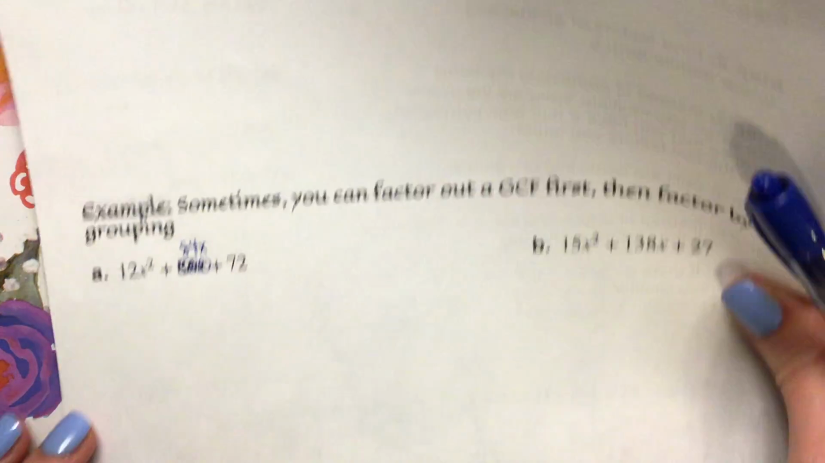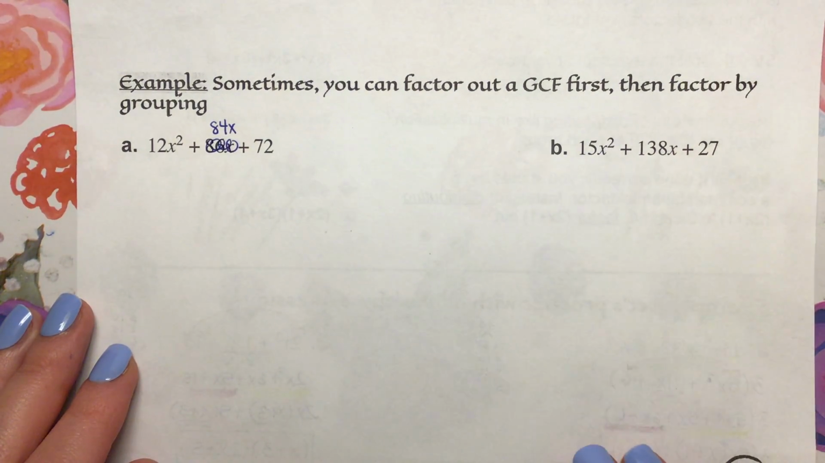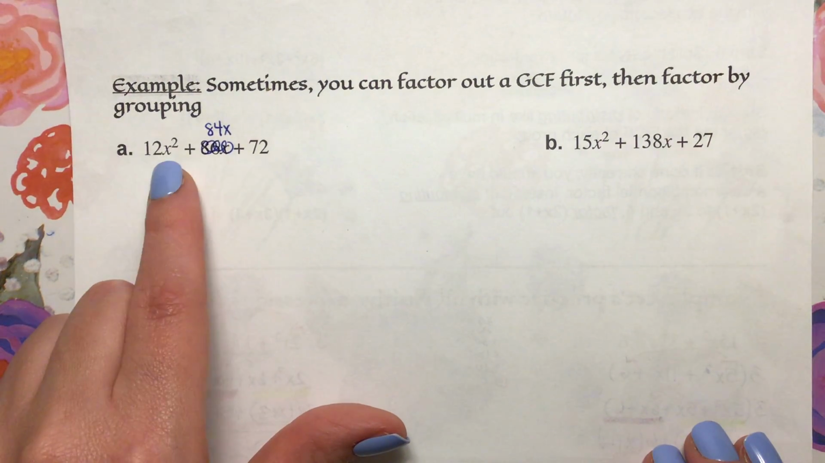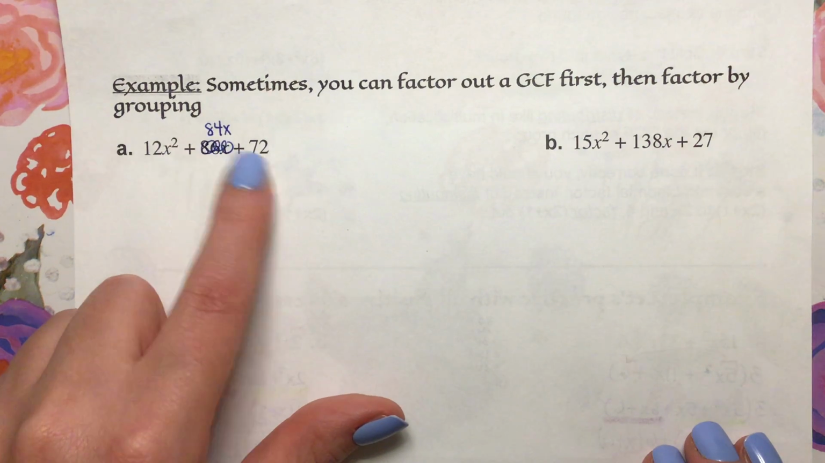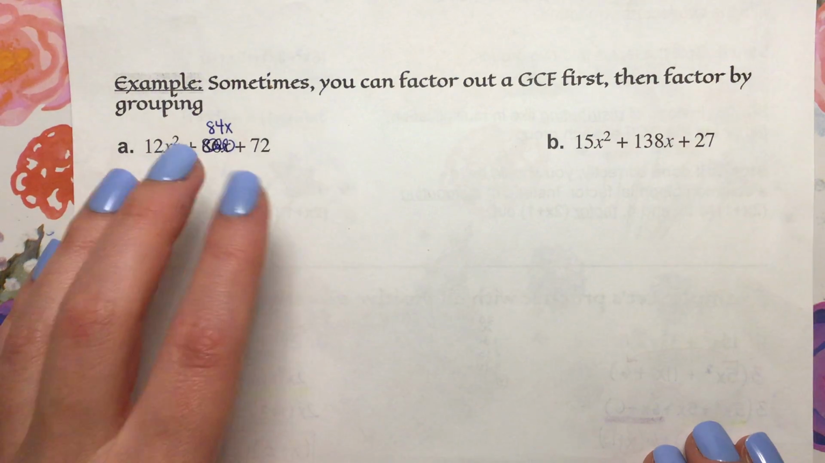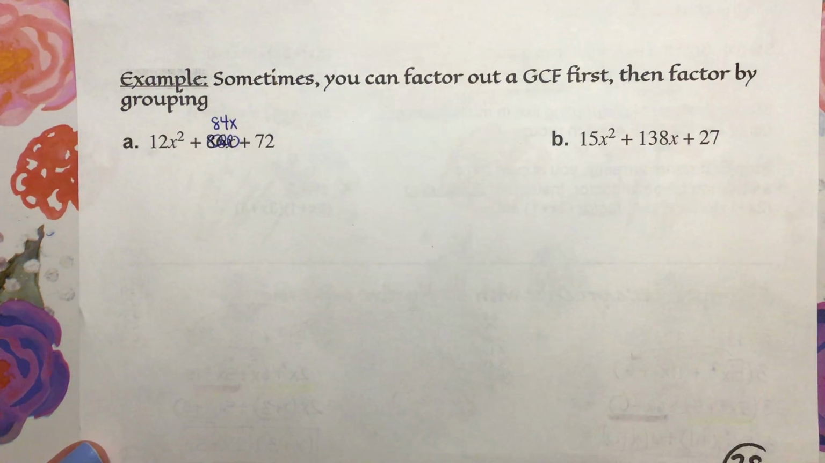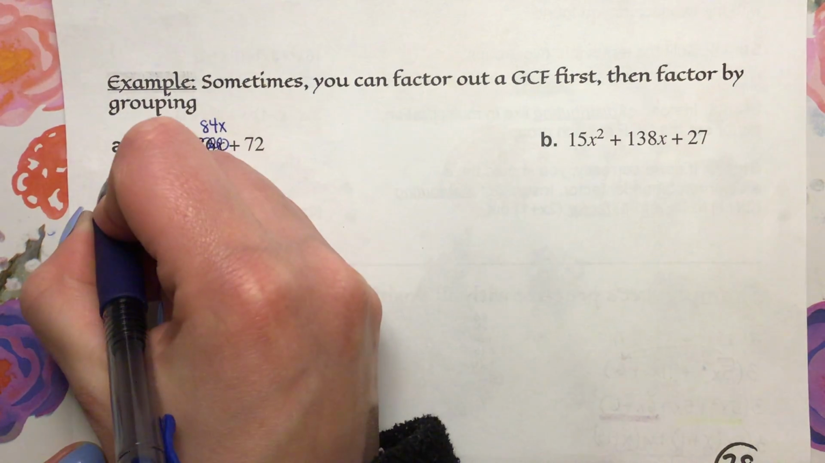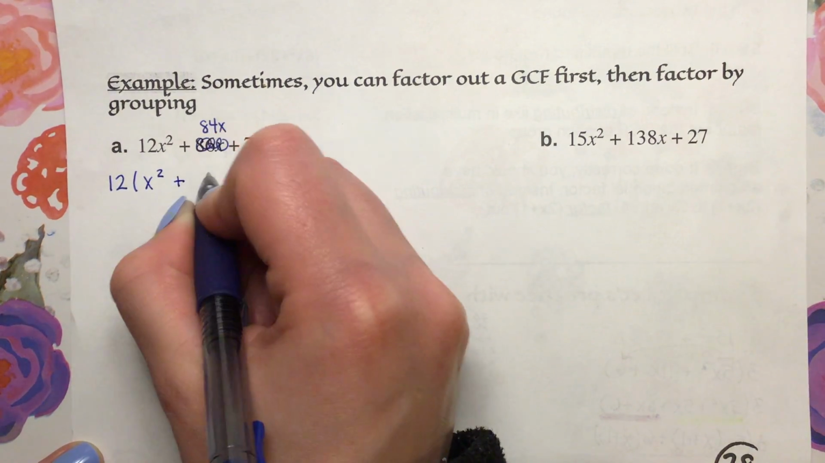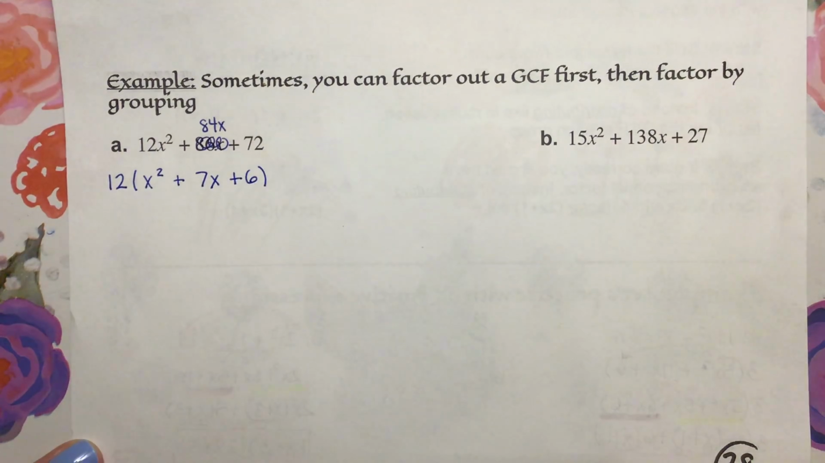We're going to skip down to example A, and this one says sometimes you can factor out a GCF first, then factor by grouping. So there was a little bit of a typo. I want you to have 12x squared plus 84x plus 72. And on this guy, there is a GCF. I can take all of these terms and pull a 12 out. So I want to do that to make life a little bit simpler. So if I pull a 12 out, then I have x squared plus 7x plus 6.